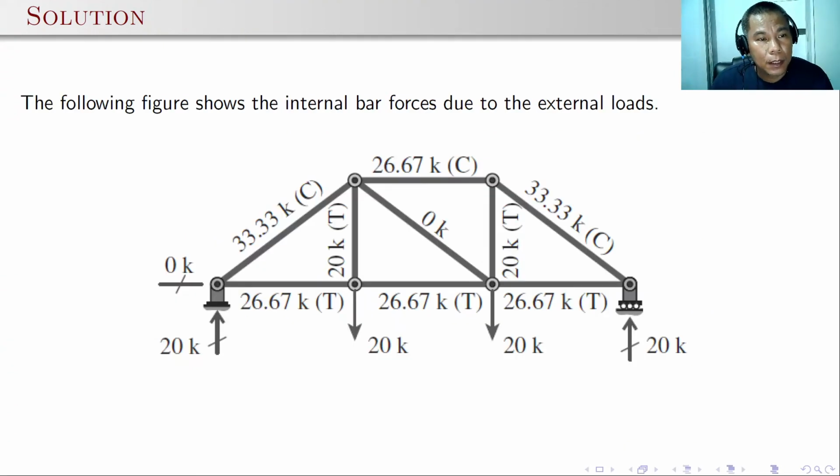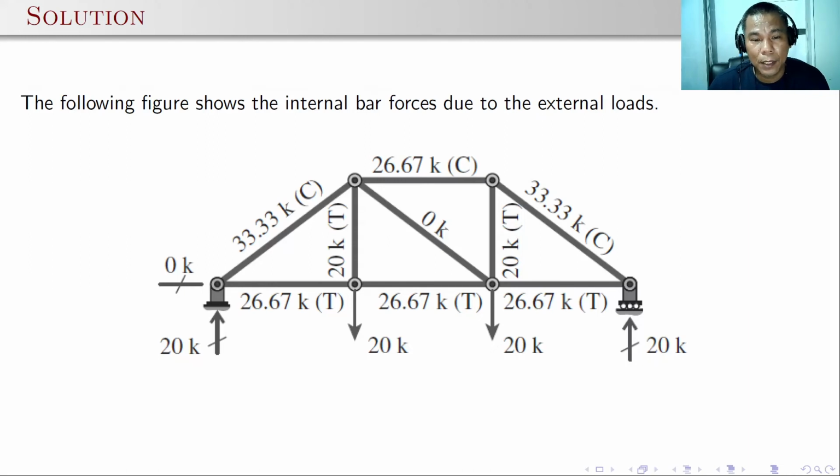Here is the solution. The following figure shows the internal bar forces due to the external loads. Here, I assume that you already know how to compute the reactions, so you can directly compute them. Because the loading is symmetrical, the reaction should be 20 kips at both supports, and you can use the method of joints to compute the internal forces.